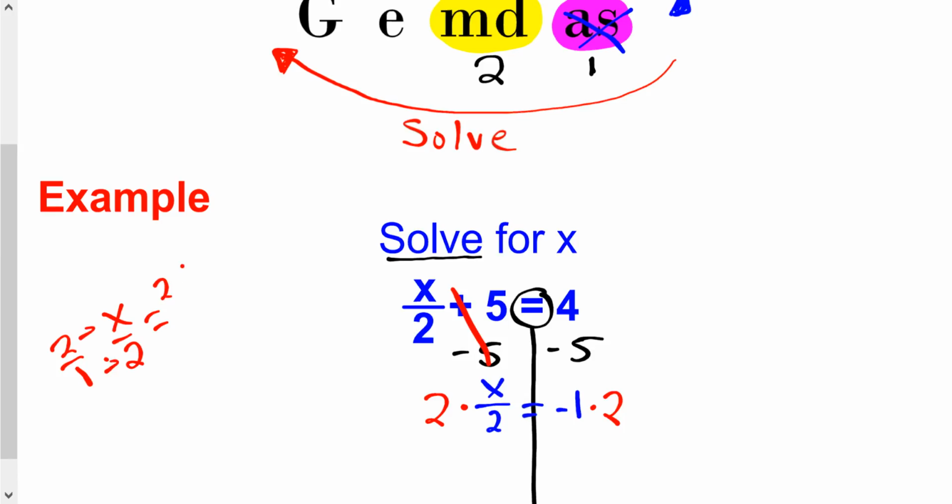2 times x is 2x. 1 times 2 is 2. And 2 divided by 2 is 1x. So it just leaves me with x here, because these two are just going to cancel out. Negative 1 times 2 is negative 2. And there we go. X equals negative 2. That's my solution.